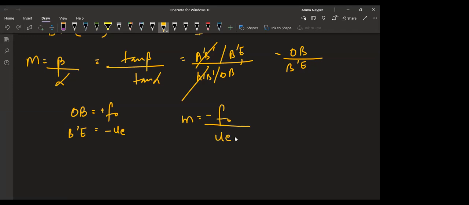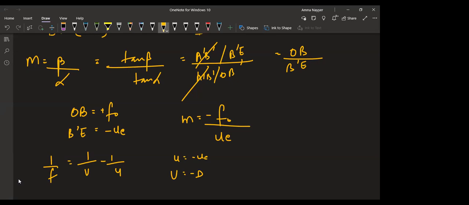This is the magnification. Now put in the value for the eyepiece, we'll use the lens maker formula: 1 by F is equal to 1 by V minus 1 by U. We have to replace this. Here, see, your U is minus UE, your V is minus D. We want to calculate the focal length.